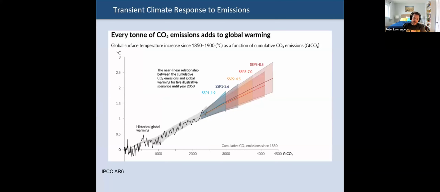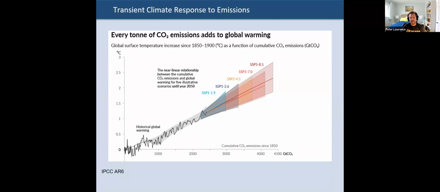And so what do we also know from the IPCC? Well, we know that there is what's called the transient climate response to emissions. So regardless of which pathway you're on, the total amount of carbon that you emit will tell you how much warming you get in the system.